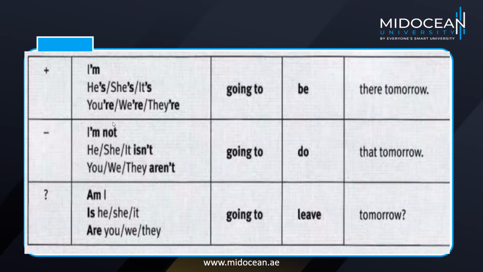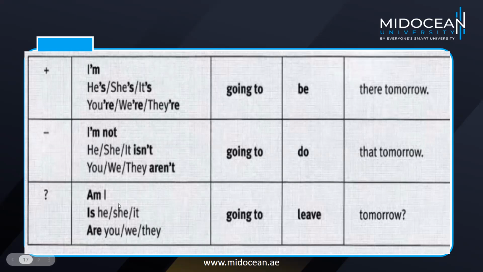Well, in the negative: I'm not, she's not, we're not. Okay, we put am, is, or are plus not plus going to, then the verb in the infinitive. I'm not going to do that tomorrow. She's not going to travel tomorrow. They are not, or they aren't, going to eat sushi tomorrow. Okay?